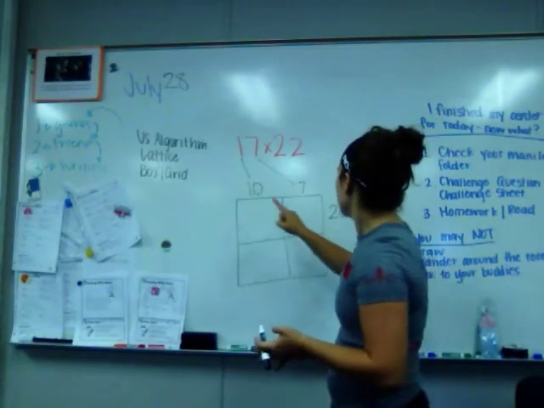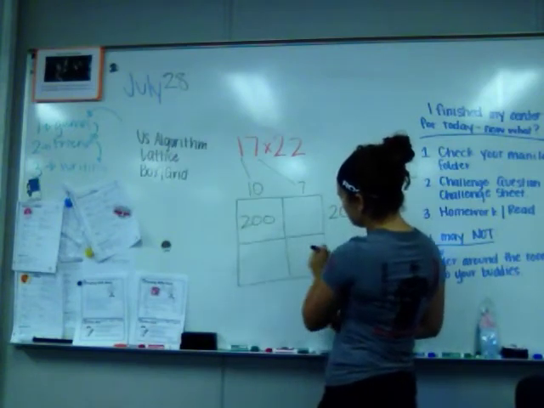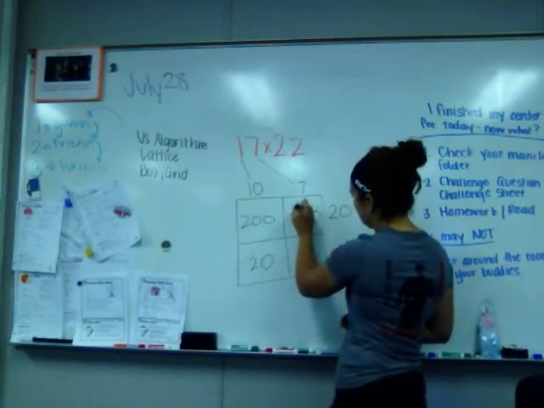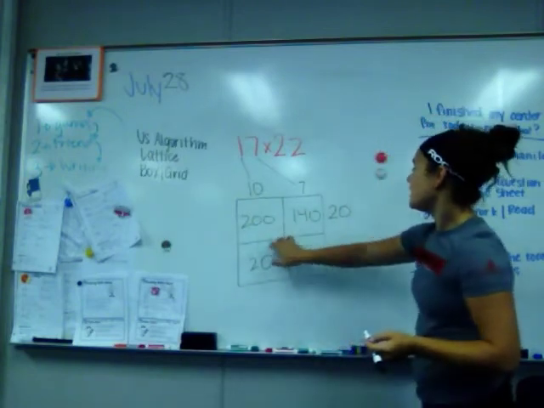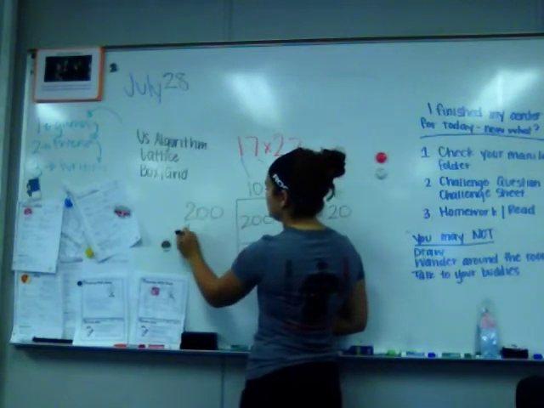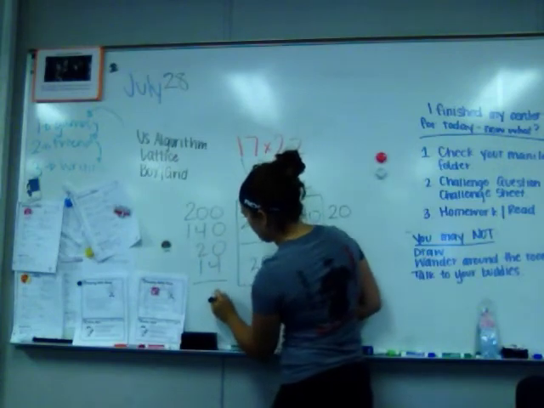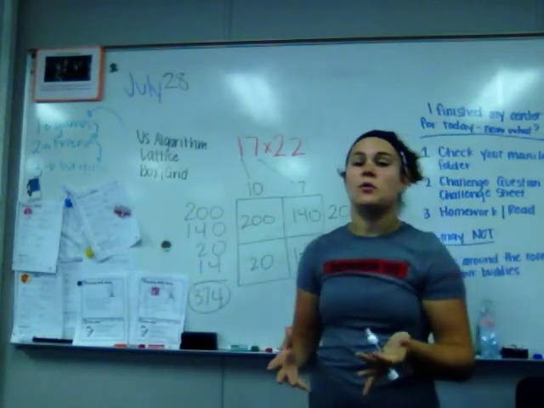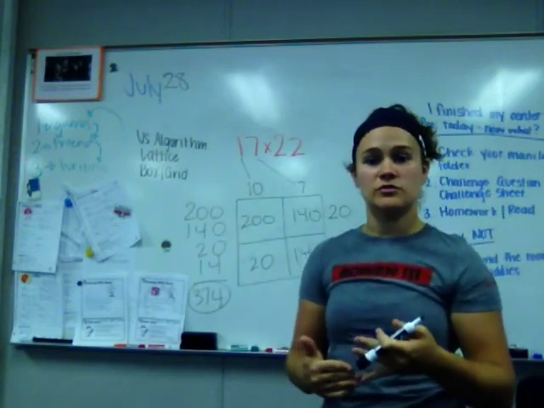So I'm going to do, okay, 10 times 20 equals 200. 10 times 2 equals 20. 7 times 20 is 140, and 7 times 2 is 14. Okay? Now, I just need to add up all these numbers inside my box. So, 200 plus 140 plus 20 plus 14, I get 374.